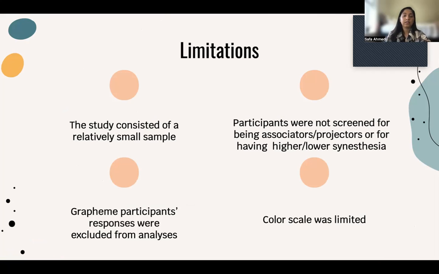As for the limitations, the study consisted of a relatively small sample. Also, participants weren't screened for being associators versus projectors or having higher versus lower synesthesia, which may have had an effect. The color scale was also limited, so maybe including more colors and color intensities would have helped people with grapheme color synesthesia, for example, to pick a specific color and color intensity.